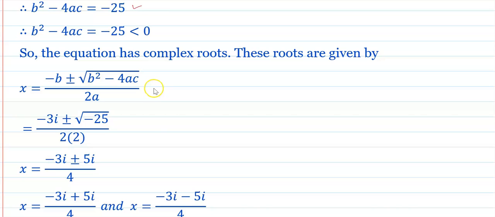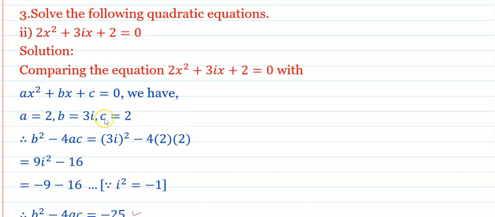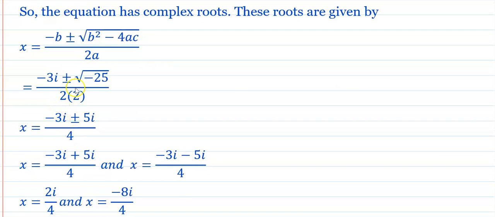These roots are again given by the formula x equals minus b plus or minus root of b square minus 4ac upon 2a. The value of b is 3i. Therefore it is minus 3i plus or minus root of minus 25 upon 2a, 2 into 2. Again root of minus 25 is root of 25 into i square, and therefore you will get 5i. Minus 3i plus or minus 5i upon 4.